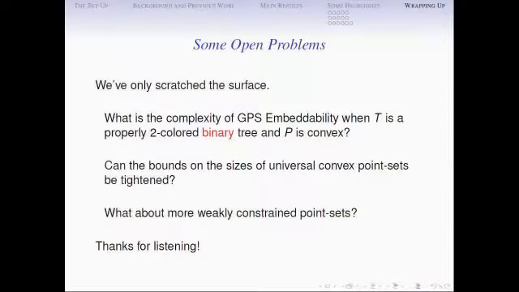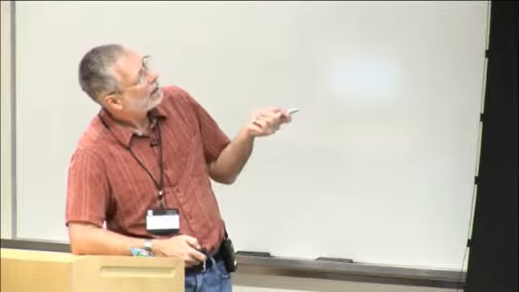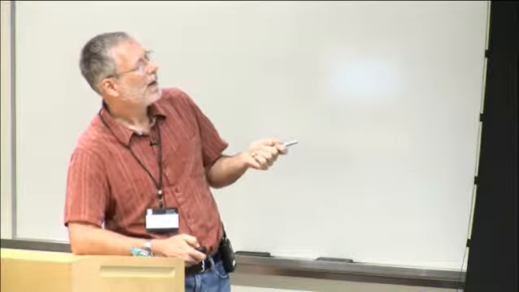There are countably infinitely many problems of this type, at least. And here are 3 chosen not quite at random. If you think back to those decidability results, we're still looking for the easiest hard problem, right? One candidate would be: assume that your two-colored tree is a binary tree and that your point set P is convex. In that case, is it fast, or is it still NP-complete like it was for the non-binary trees? We don't know.